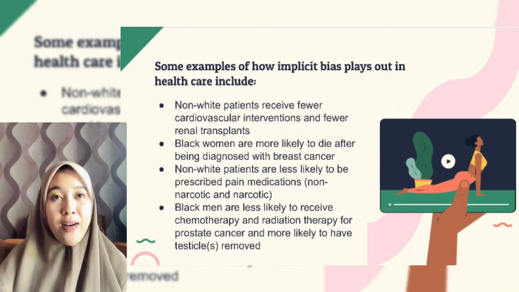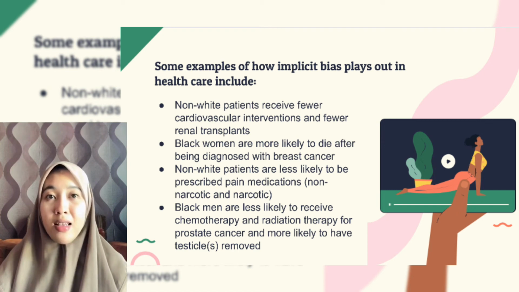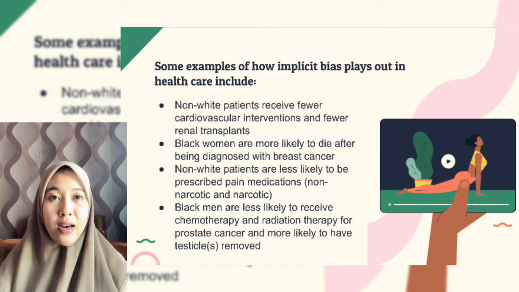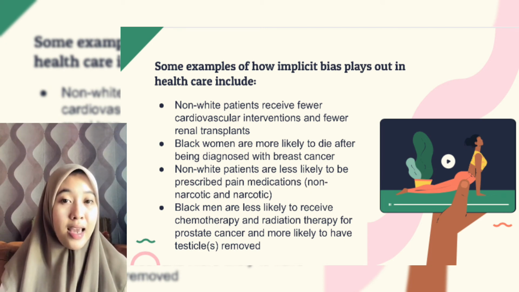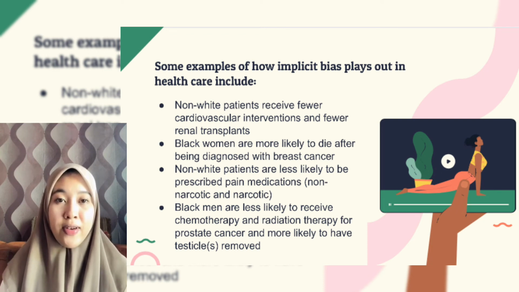Some examples of how implicit bias plays out in healthcare include: one, non-white patients receive less favored cardiac intervention and less favored renal transplant. Two, Black men are less likely to receive hormone therapy and radiation therapy for prostate cancer and more likely to have the cyst removed.